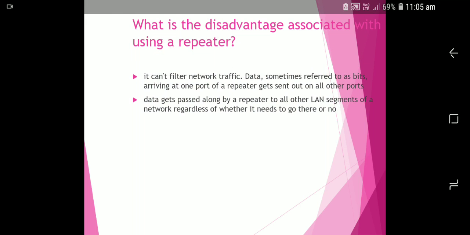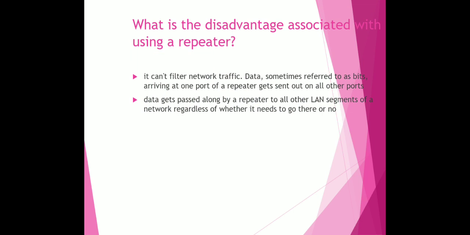Here, what is the disadvantage associated with using a repeater? It can't filter network traffic data, sometimes referred to as bits. Data arriving at one port of a repeater gets sent out on all other ports. Data gets passed along by a repeater to all other LAN segments of a network regardless of whether it needs to go there or not.